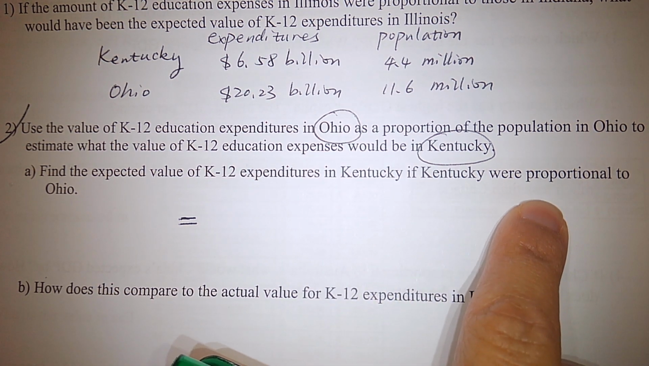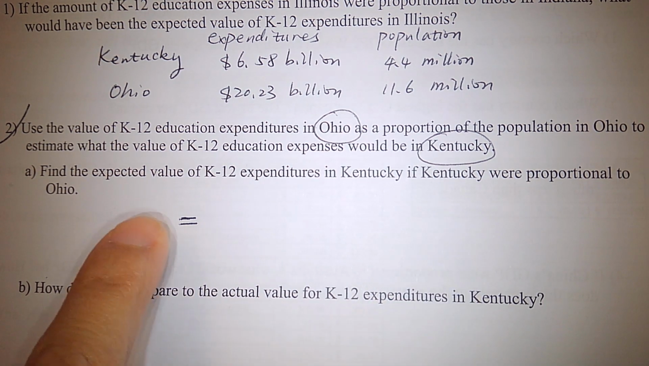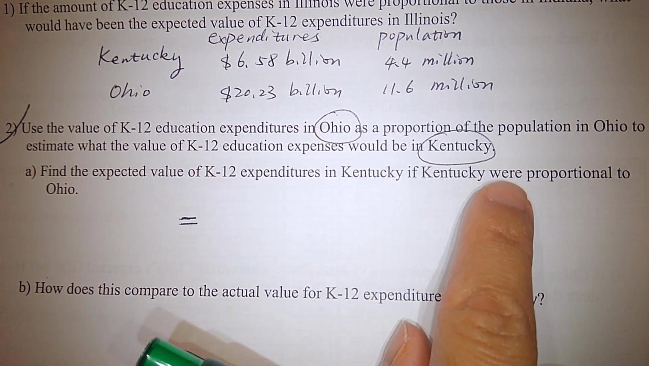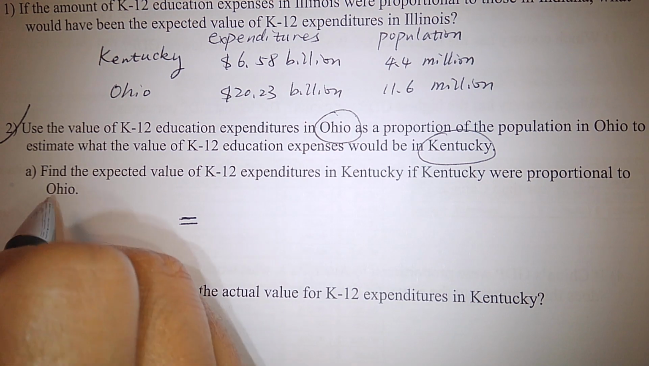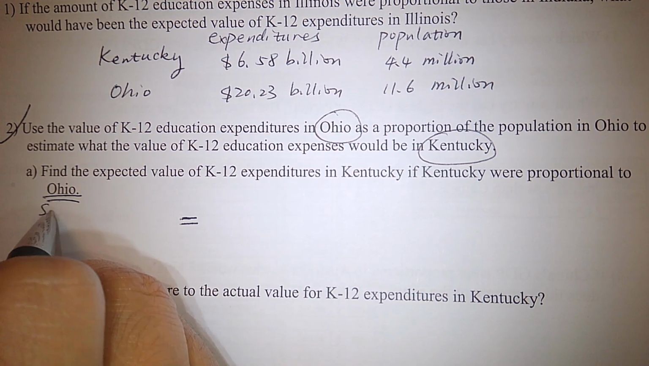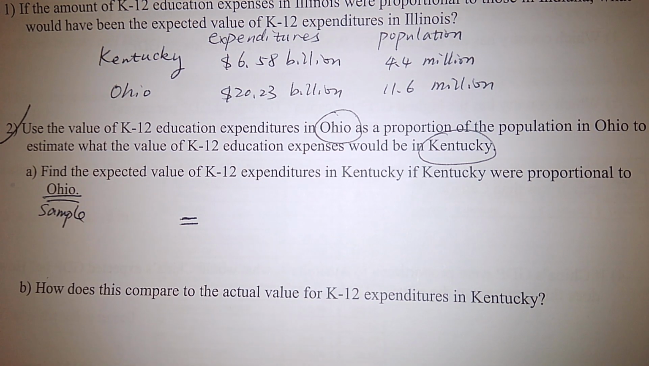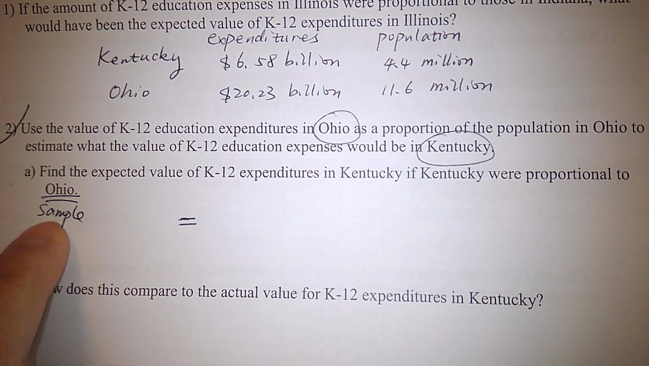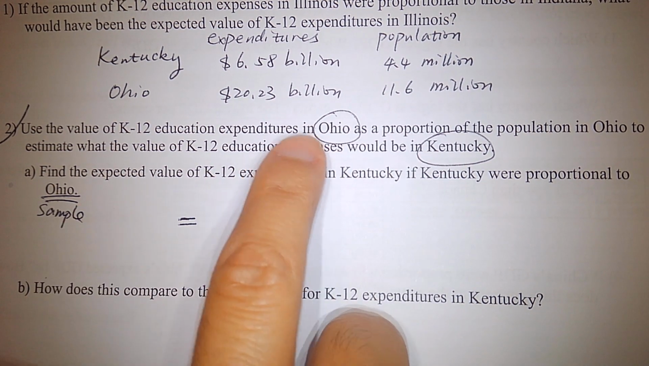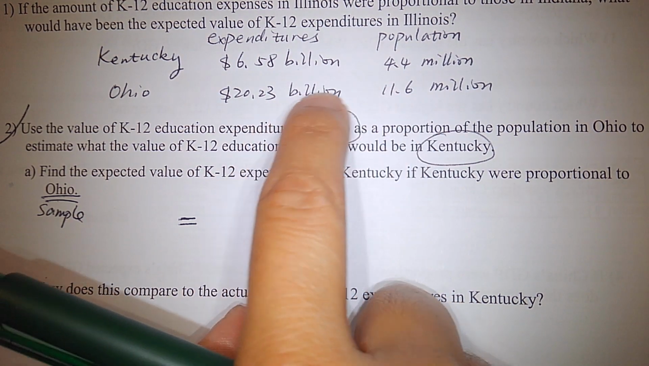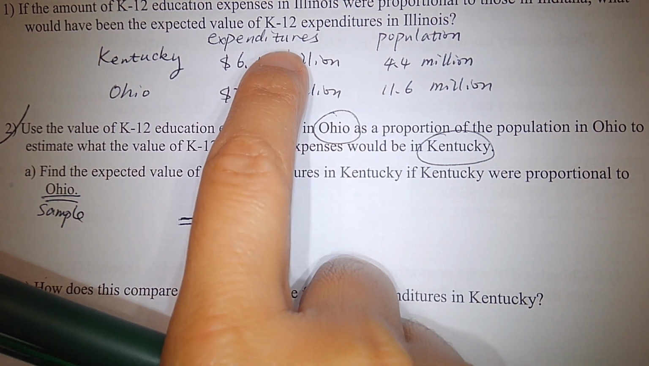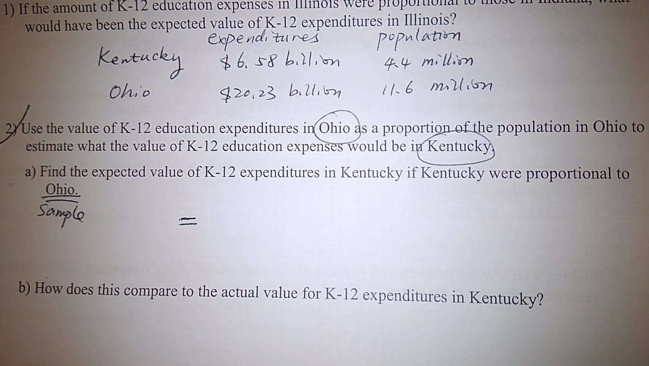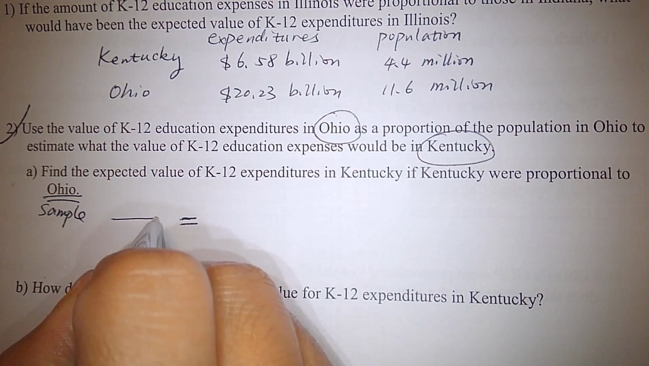Ohio. Why Ohio? It says we want to find the expenditures in Kentucky if Kentucky were proportional to what? Ohio. So Ohio is our sample. Kentucky were proportion to it, right? That means for Ohio, we're going to use both of the 2 data from Ohio, and Kentucky will be proportional to the state of Ohio, right?